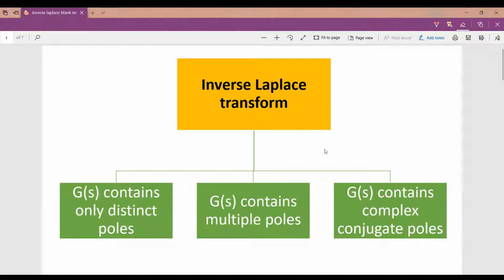Okay, the first one is if G(s), or the function, contains only distinct poles. Distinct poles means the poles are real numbers and the numbers are different between the poles. The second one is if G(s) contains multiple poles. Multiple poles mean the poles are repeated, the same number. And the last one is G(s) contains complex conjugate poles. So we need to discuss these three types of poles to do the inverse Laplace transform process.